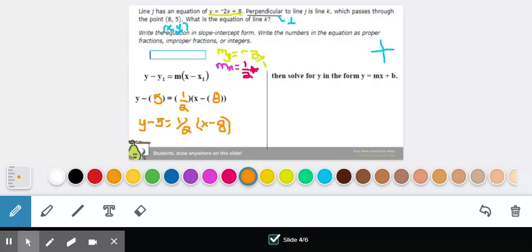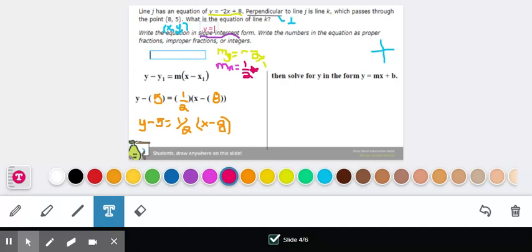Unfortunately, it is in point slope form. And they want my answer to be slope-intercept. And I'm remembering that slope-intercept, y'all, is y equals mx plus b. So this will not work. Now I need to solve for y so that I can get it into the right form. Solve for y.